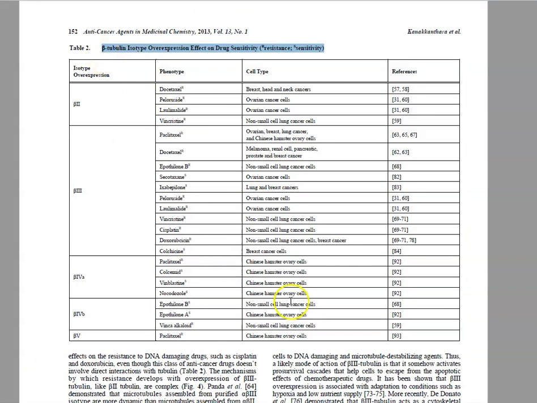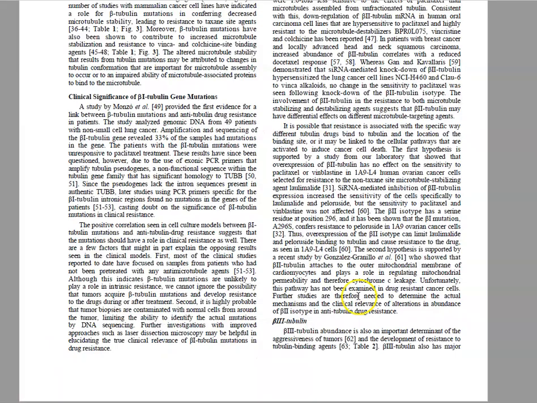So we can also see from this table that beta-tubulin isotype overexpression can also drive drug insensitivity, so either resistance or sensitivity. So we can see here we've got beta-2 isotype overexpression, and across a range of cancers this is causing docetaxel and vincristine resistance. And you get similar patterns for other tubulin isoform overexpression.